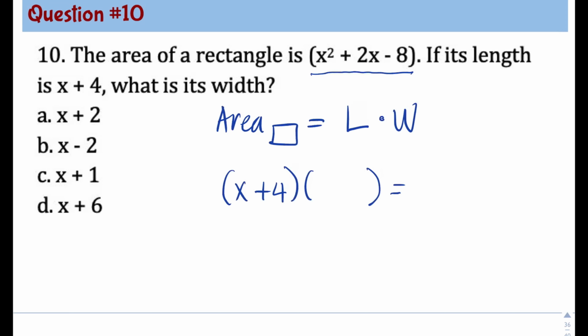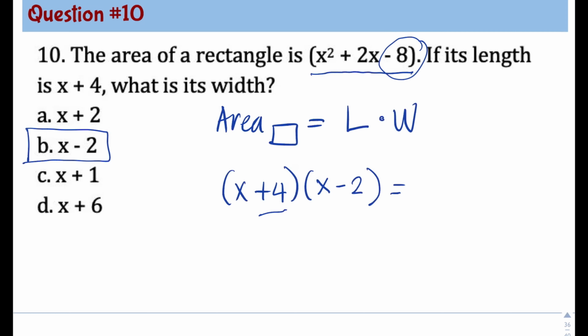Now, you can do process of elimination here. What do you need to multiply with 4 to get negative 8? It should be a negative number, right? And there's only one choice that has a negative. It is letter B, x minus 2. So we are expecting that the answer here will be x minus 2.